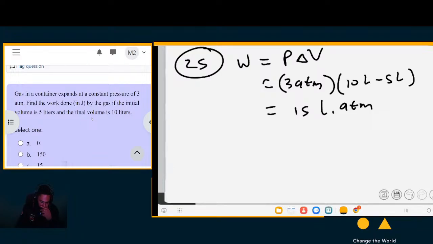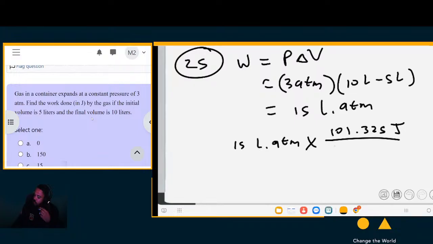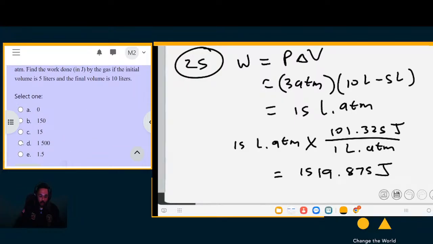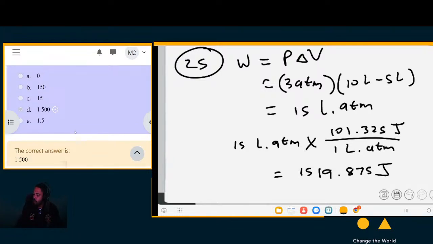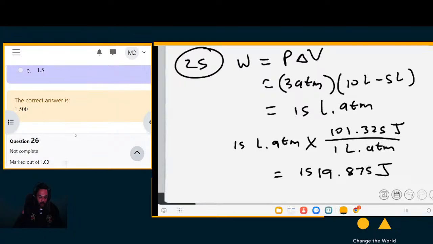Now we can convert this work as 15 liter atmospheres multiplied by 101.325 joules for 1 liter atmosphere. And if you were to multiply that out, you will get that the answer is 1519.875 joules. Okay, so 1500. And let's check 1500. Yes, we are correct. 1519 to be specific, but that's the closest one there.